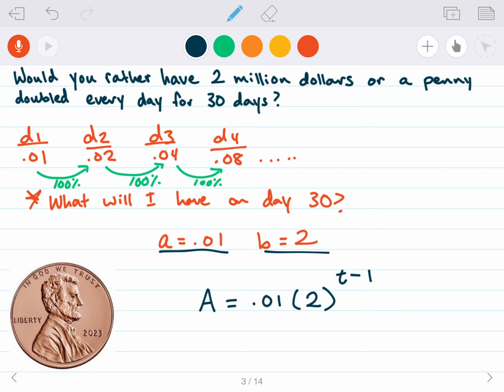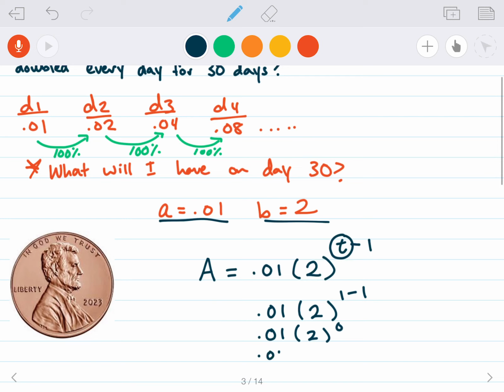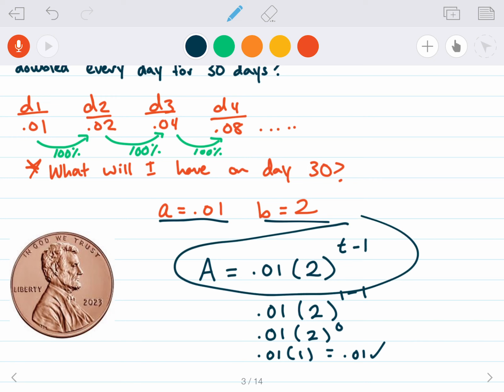my equation makes sense. So if I put in, for instance, 1, for that indicates day 1, I get 0.01 times 2 to the 1 minus 1. 0.01 times 2 to the 0 is just 0.01 times 1, which is 0.01. So that checks out. Day 1 checks out with the 1 cent. If you put in 2 for T, you're going to get 2 cents out, and so forth. So that's why we have to put the minus 1 in the exponent. But this is a function that represents the situation of the penny growing.